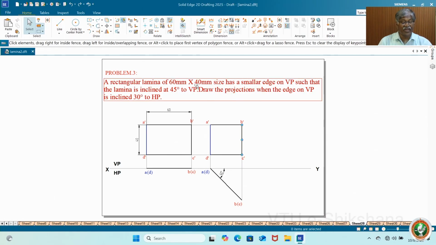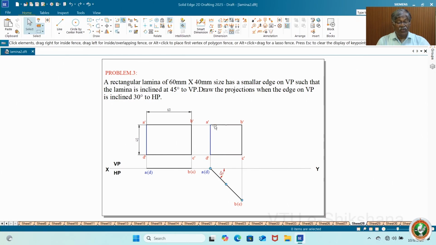So what we have done so far, we made it placed on VP with one edge perpendicular to HP, the two smaller edge, because on that we have to rest the lamina on VP. Then we made the inclination to VP by 45 degree. Now A dash, D dash right now is perpendicular to HP. Whenever I address XY line, that is perpendicular to XY, that means perpendicular to HP. Since it is two lines, I can say directly perpendicular to HP.